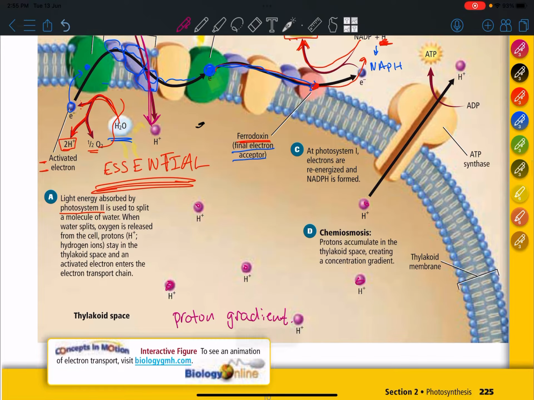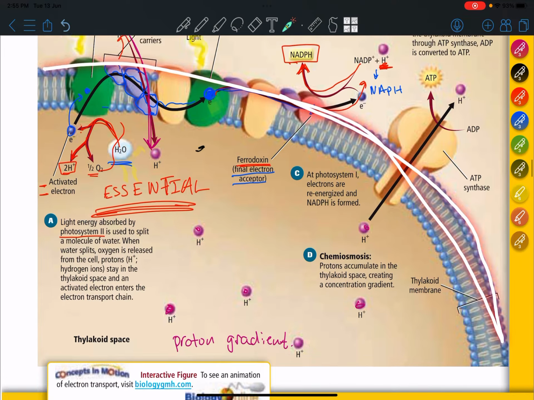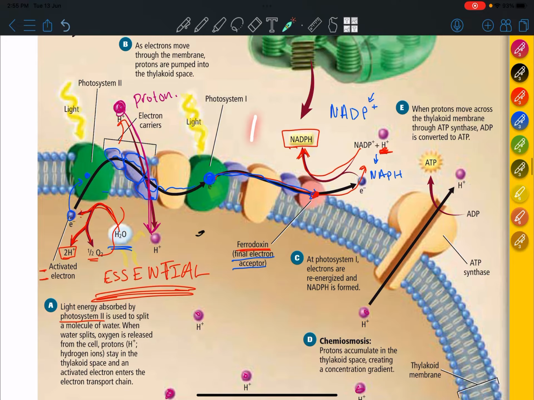So if we see here, this is the thylakoid membrane, right? Outside on this side, this is the stroma. Inside, this is the thylakoid space. In the thylakoid space, I have a lot of hydrogen ions. Outside of the thylakoid space, I don't have many hydrogen ions. So I've created a proton gradient. What does this proton gradient help me in? It helps me in making ATP through a process called chemiosmosis.